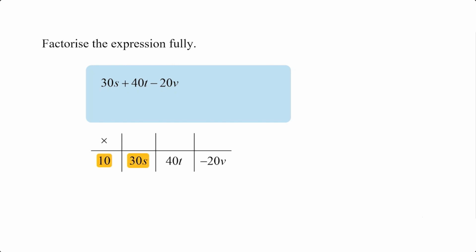To get from 10 to 30s, we need to multiply it by 3 and by s. To get from 10 to 40t, we need to multiply it by 4 and by t. To get from 10 to negative 20v, we need to multiply it by negative 2 and by v. So the factorized expression is 10 multiplied by 3s plus 4t minus 2v.